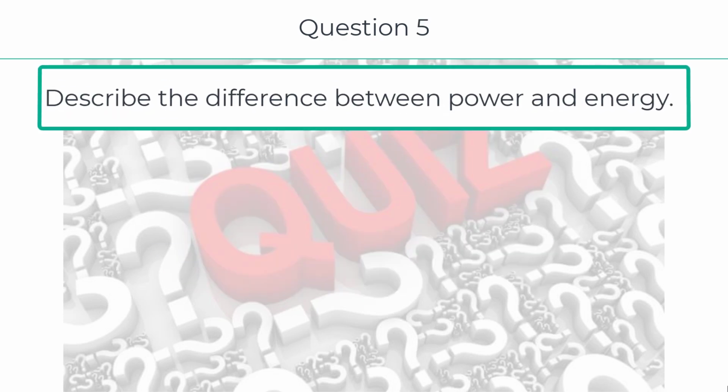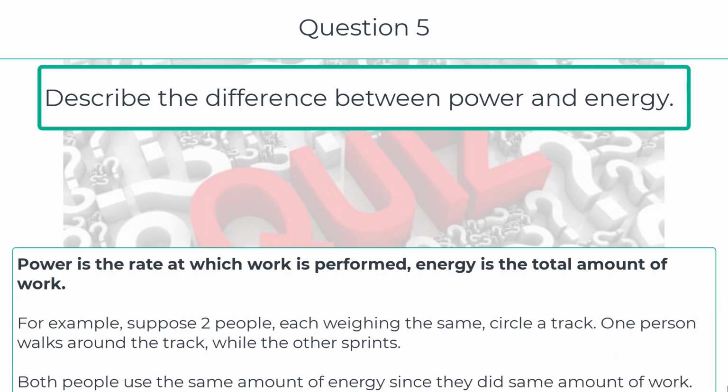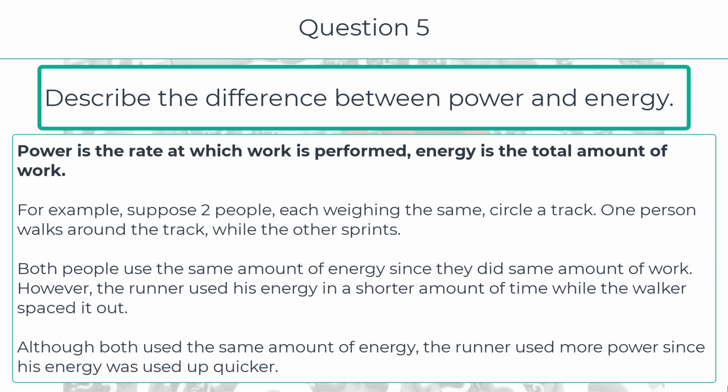Question 5. Describe the difference between power and energy. So power is the rate at which work is performed, and energy is a total amount of work. For example, suppose two people, each weighing the same, circle a track. One person takes their time and walks around the track, while the other person sprints. Both people use the same amount of energy since they did the same amount of work. However, the runner uses energy in a shorter amount of time while the walker spaced it out. Although both use the same amount of energy, the runner used more power since his energy was used up quicker.